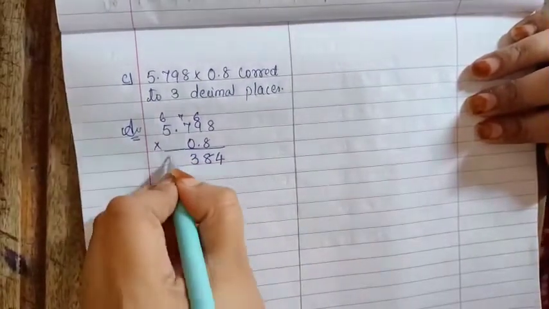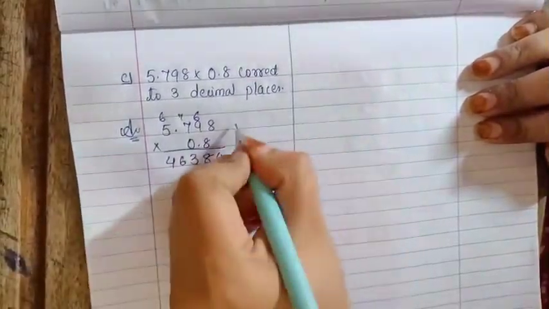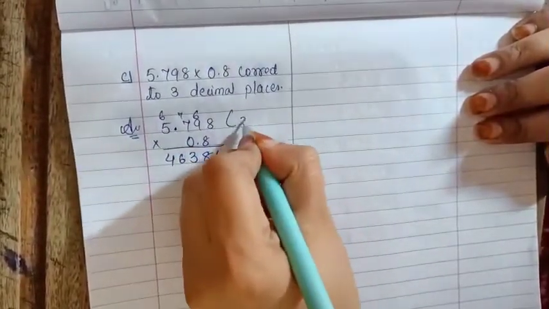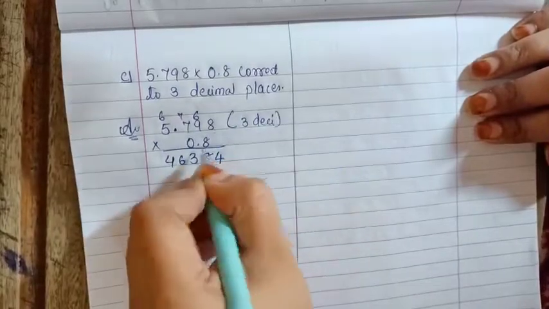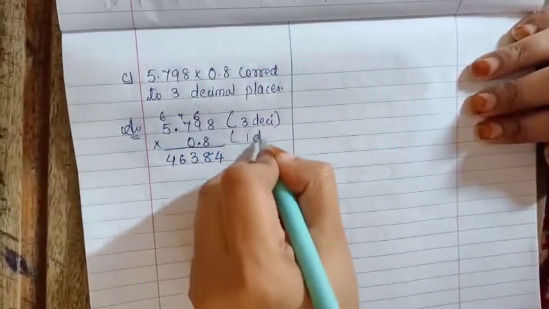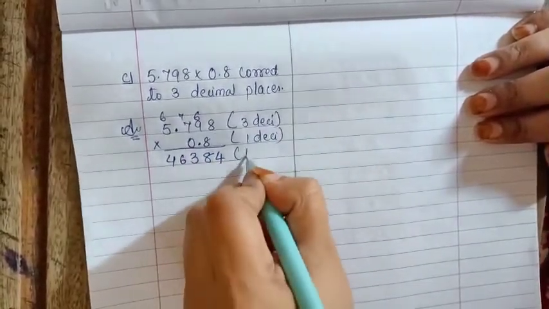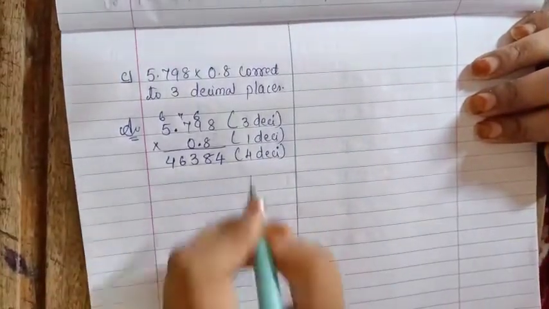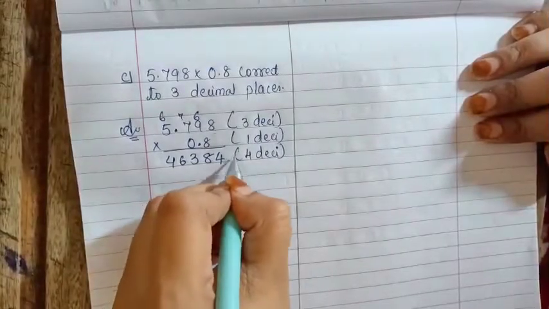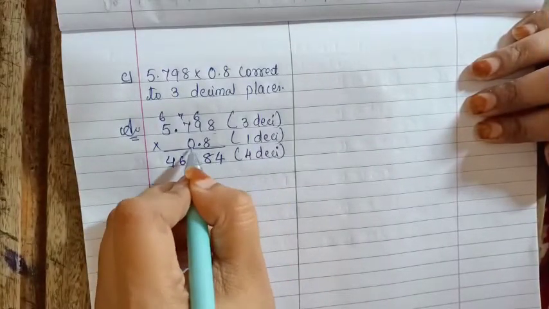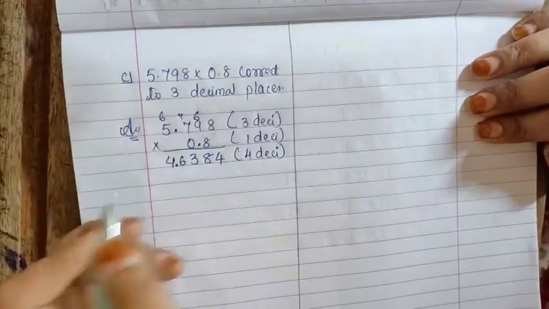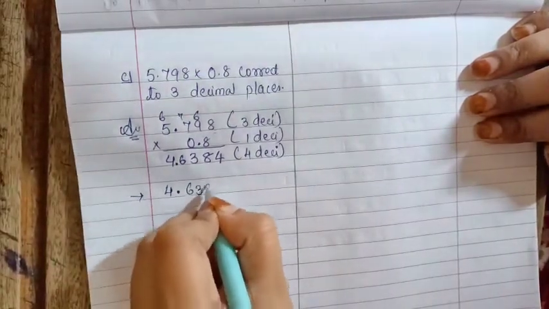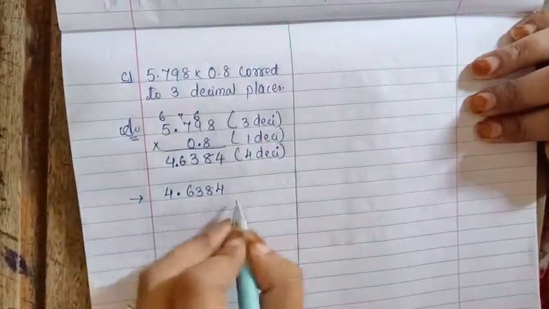Now here we will write how many digits there are after the decimal. How many digits are there? 3 digits there. Here how many? 1 digit. So total will be how much? 3 plus 1, 4 digits. It means after the decimal 4 digits should be there. So we will start from here: 1, 2, 3 and 4. So what answer did we get? 4.6384. This is our simple multiplication.